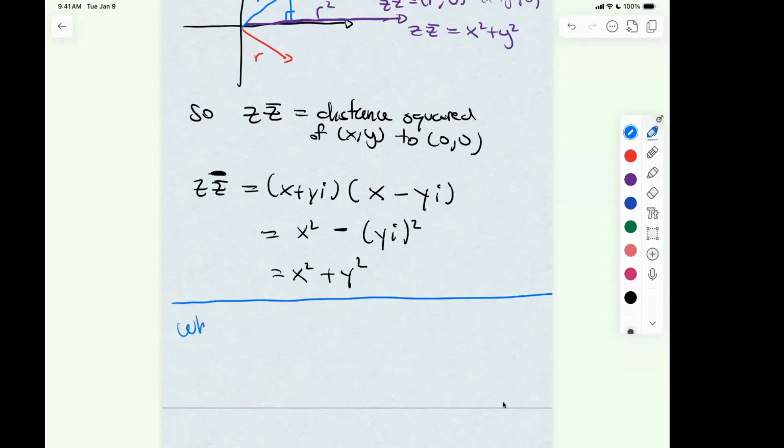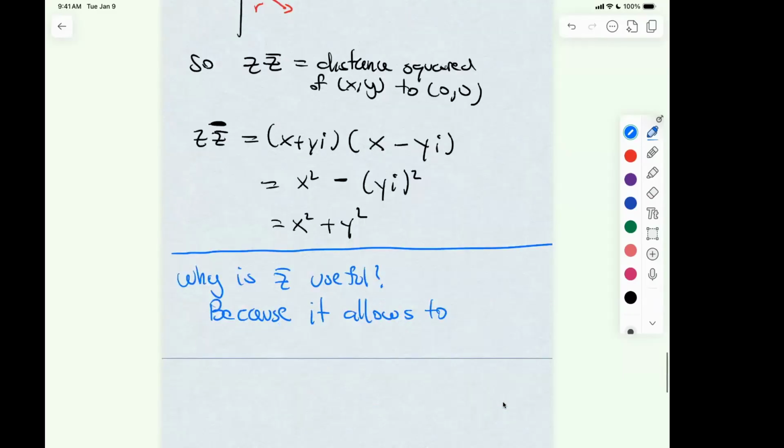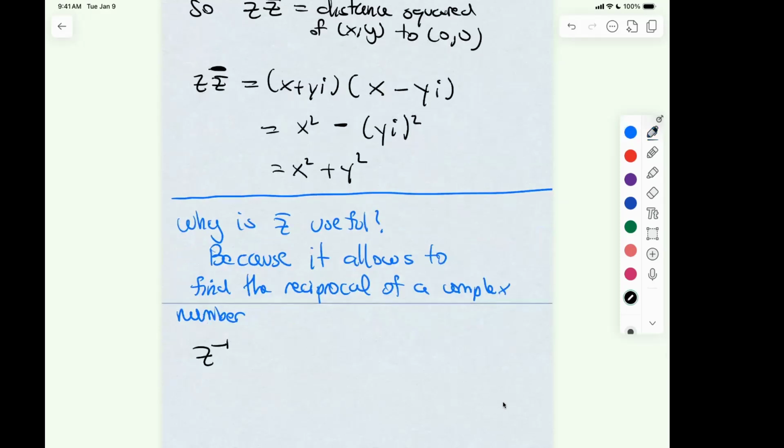So why is z bar useful? Because it allows you to find the reciprocal of a complex number. By reciprocal, I mean what you would usually call z to the negative one, which in a more familiar notation you would write as 1 over z.